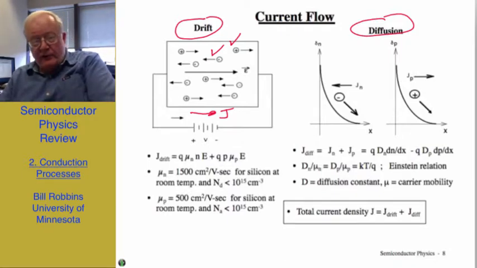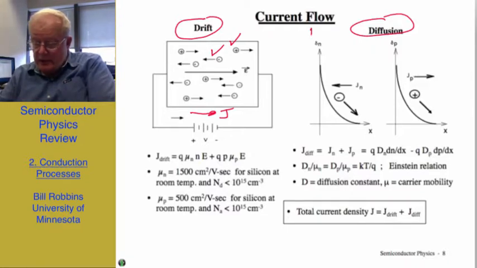The other mechanism for current flow is by diffusion. If we have excess carrier densities, and I've illustrated here excess electrons as a function of position, we have a density gradient. And of course, the electrons are going to flow down the density gradient because of diffusion. Electrons flowing down the density gradient give us a contribution to the current, which I'm labeling J sub n, that moves off to the left.